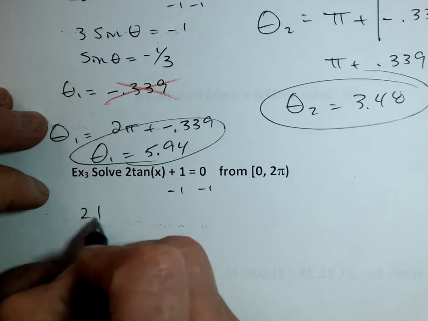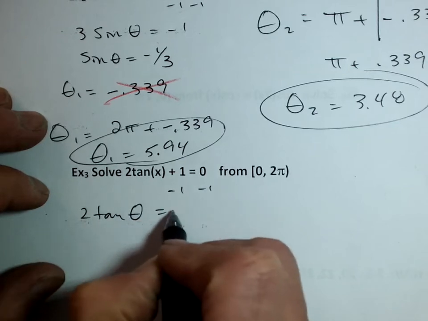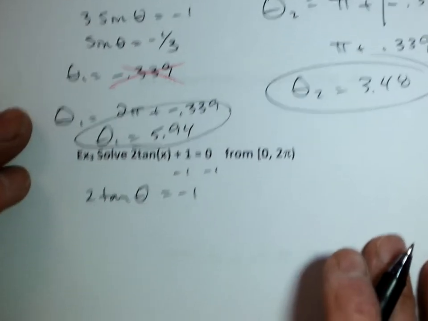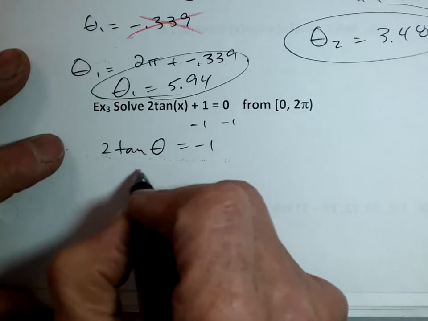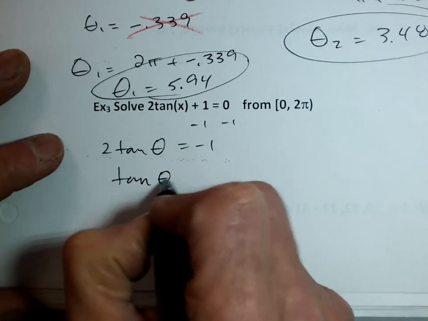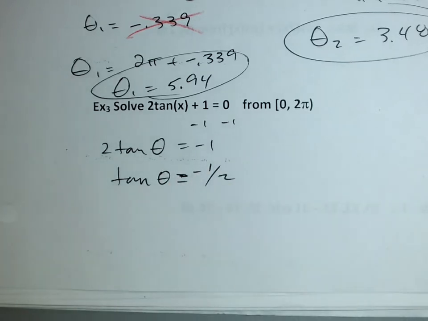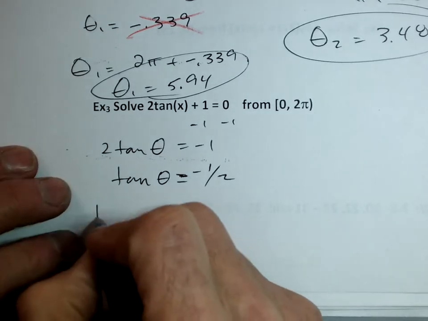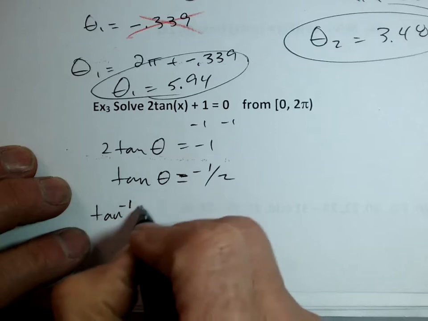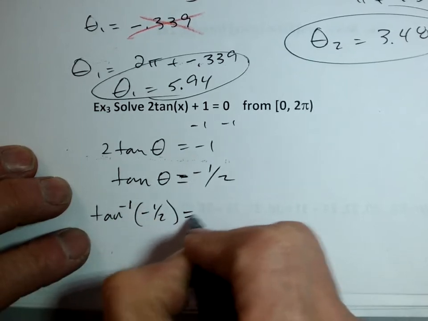Let's just solve. I've got 2 tangent theta equals negative 1, right? Divide by 2, tangent theta is equal to negative 1/2, right? Now, negative 1/2 is on the unit circle, but not for tangent. So we're going to have to use our calculator. So I'm going to go tangent inverse of my negative 1/2, which will give me theta 1.